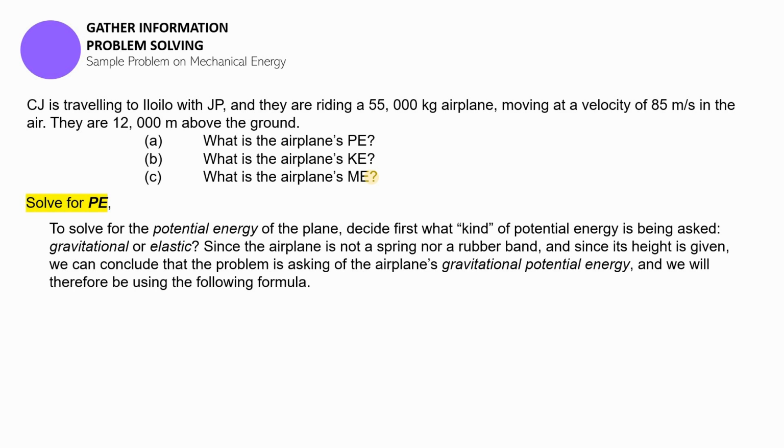Now, since the airplane is not a spring nor a rubber band, and since its height is given, binigay yung height, we can therefore conclude that the problem is asking for the airplane's gravitational potential energy. And it is kumbaga, kind of potential energy na kukunan natin ng formula. Okay. Now, remember that the formulas for the gravitational and elastic potential energy are actually different from each other.